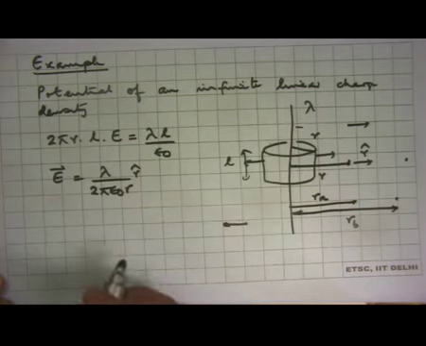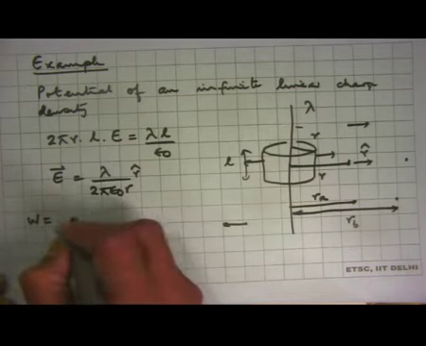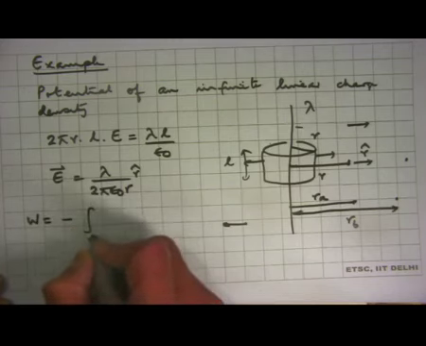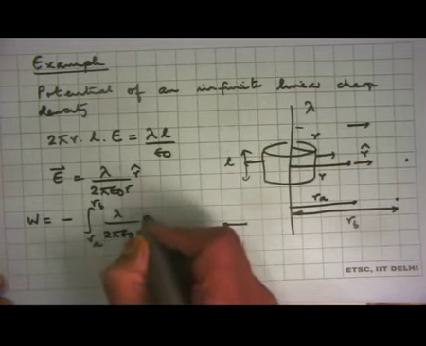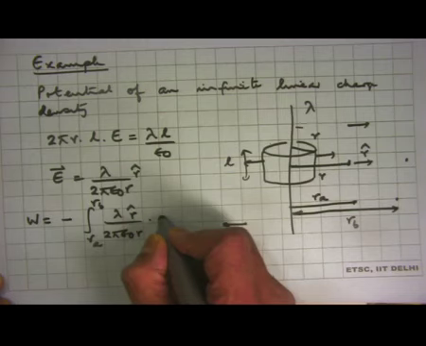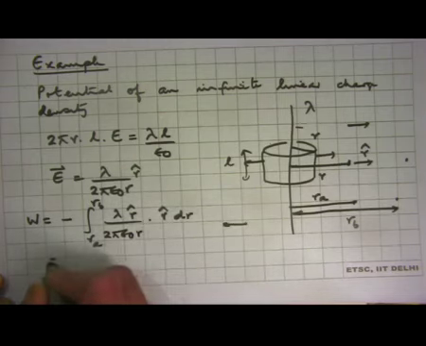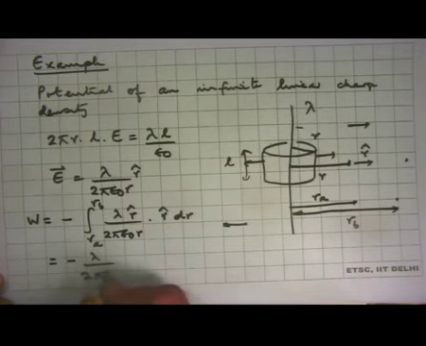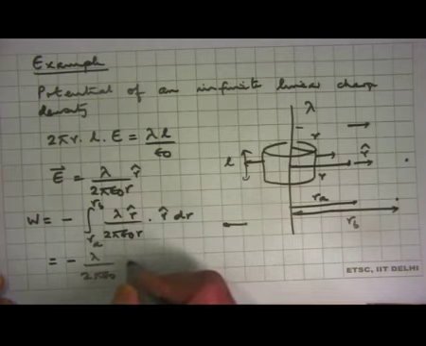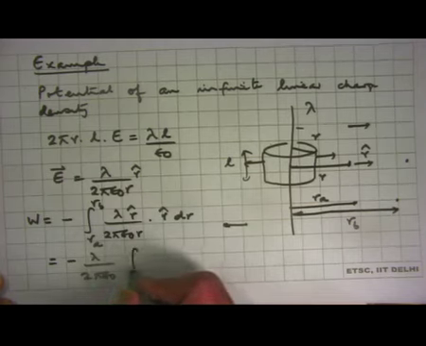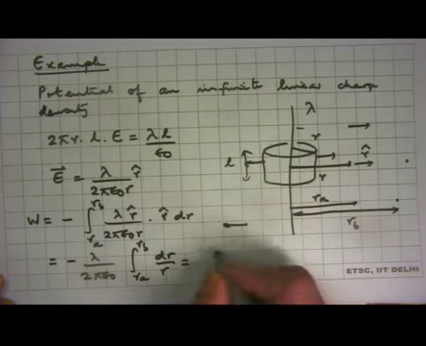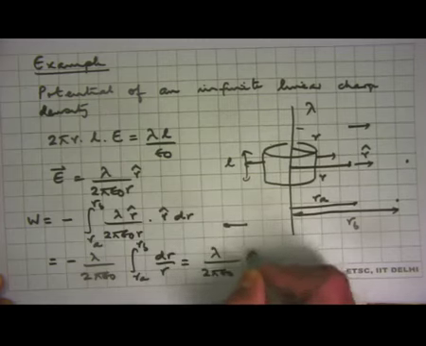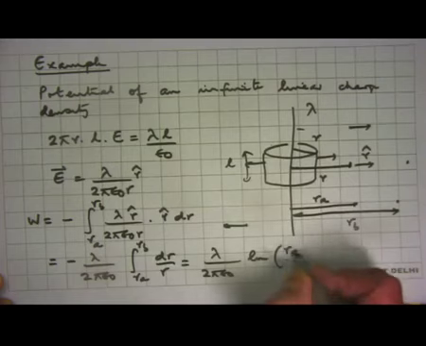So, I want to calculate what is the work done. So, work done is equal to minus integral from r a to r b of lambda by 2 pi epsilon 0 r, r cap, dot product with r cap dr. Which is equal to minus lambda by 2 pi epsilon 0 integral from r a to r b of dr by r, which is equal to lambda by 2 pi epsilon 0 log of r a by r b.